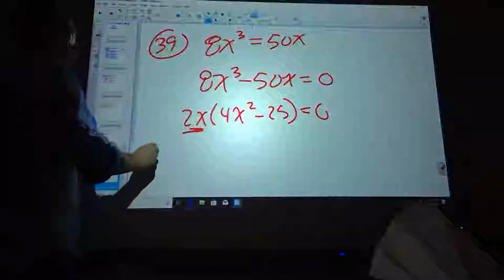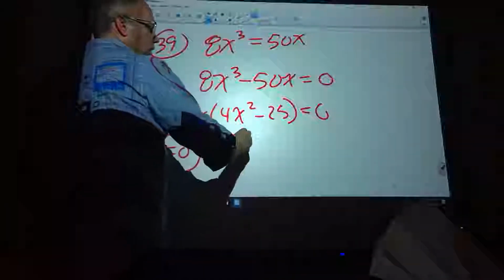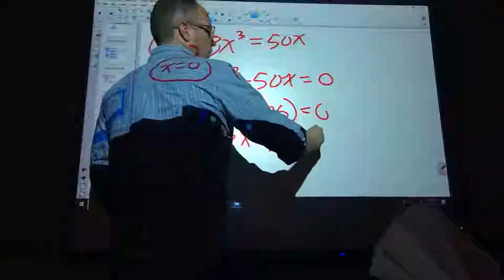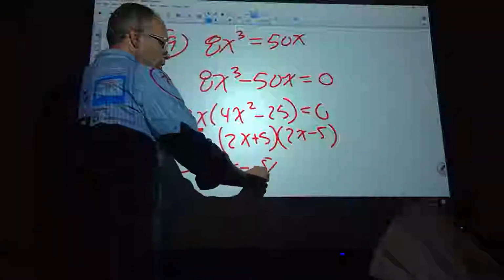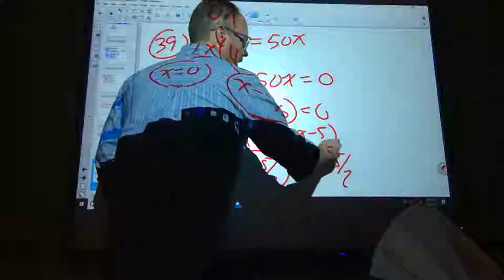So this is now going to yield to me x equals 0. So there's one solution. This breaks down to 2x plus 5 and 2x minus 5 because that's the difference of two squares. And then that's going to give me negative 5 over 2. And it's going to give me x equals positive 5 over 2. Is everyone okay how I solve those?